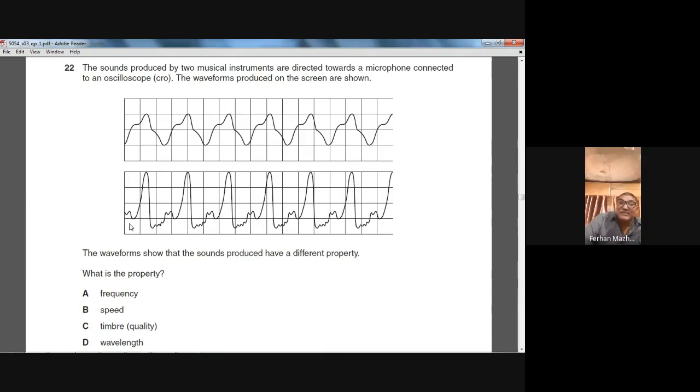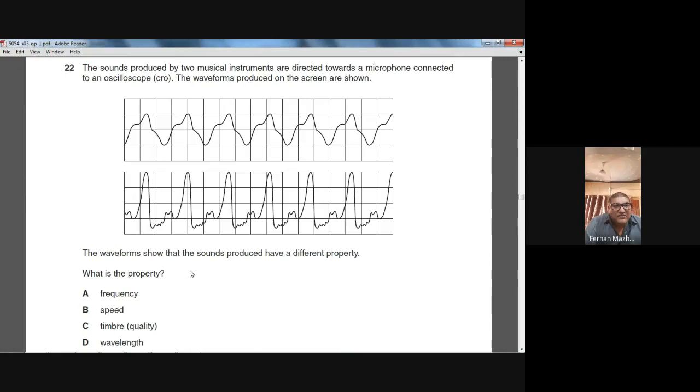How do I know the time period is the same? Because the wave is completed in 2.5 squares on the x-axis. The same here. So the frequency is the same. Their waveform shows that the sound produced has a different property. What is the property? Frequency? Frequency is the same, no doubt. Speed of the sound will be the same.